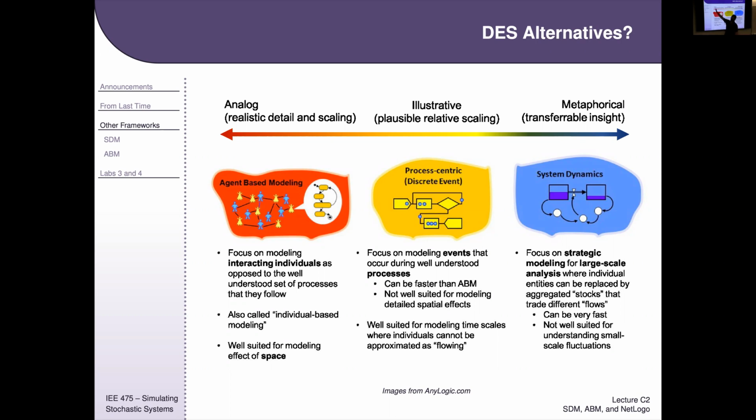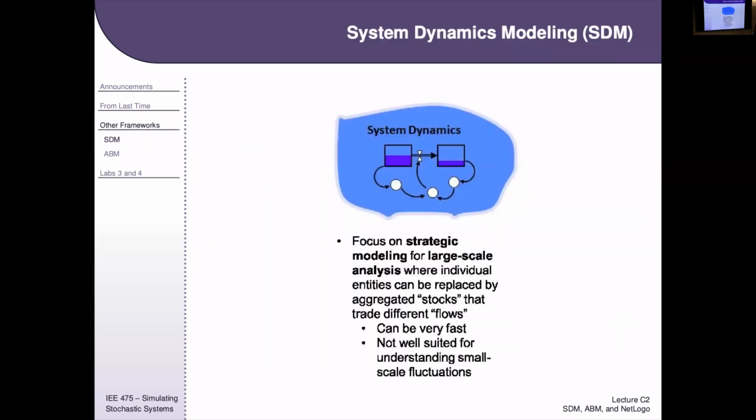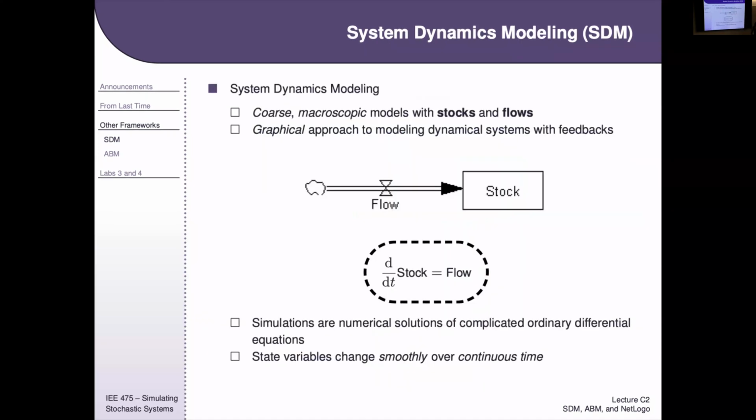So that's on one end of the spectrum, with very realistic detail and scaling, whereas on the other end we have system dynamics modeling, which is more metaphorical. It's very generalizable across a wide range of systems, but it often lacks all of the peculiarities of a particular system. As a reminder, the way system dynamics modeling works is, instead of thinking about the entities and resources that we use in discrete event system simulation, we think about stocks and flows.